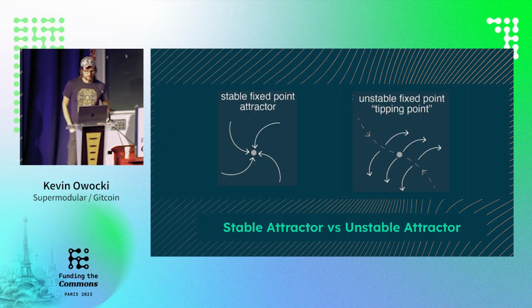But there's this attribute that attractors can have, in which you've got a stable attractor, which is like a set of directions through which agents will evolve their behavior.